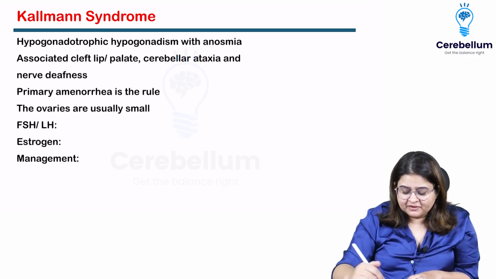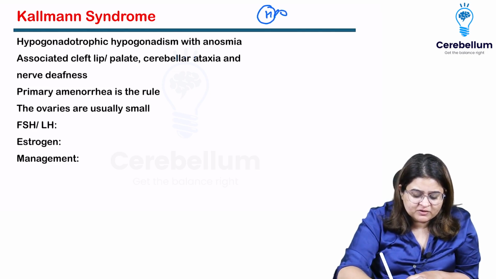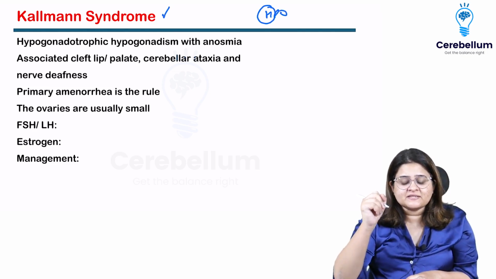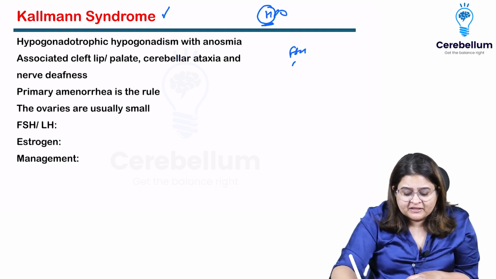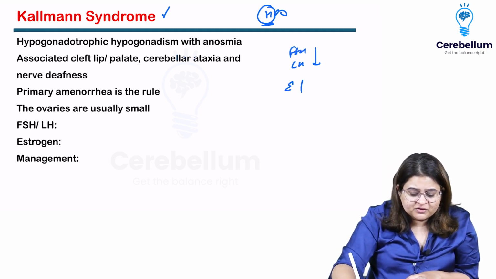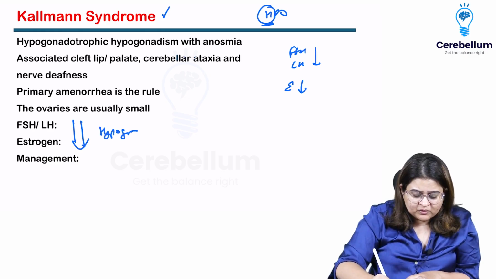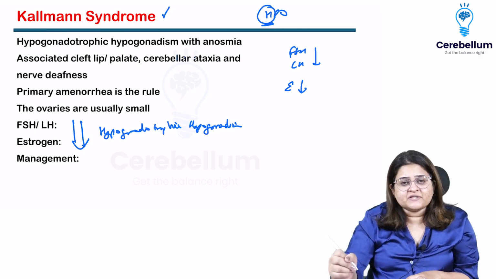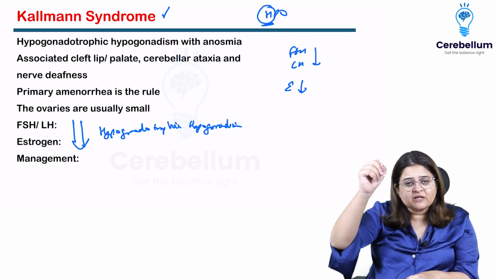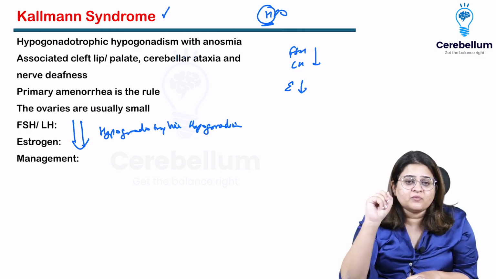So you're going to give estrogen plus progesterone, that is HRT, to these girls so that secondary sexual characters can develop. Another important syndrome affecting the HPO axis, that is the hypothalamus, is called Kallmann syndrome. Here the hypothalamus is affected, so GnRH is not being produced. So FSH and LH are going to be low, and as a result estrogen is also going to be low. All these are low, and this is called hypogonadotrophic hypogonadism. If there is a problem in the hypothalamus and pituitary leading to reduced FSH and LH, this is called hypogonadotrophic hypogonadism.